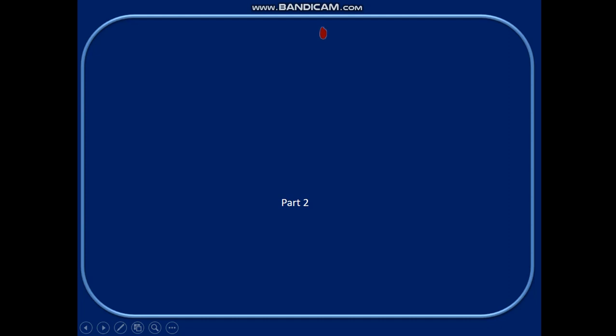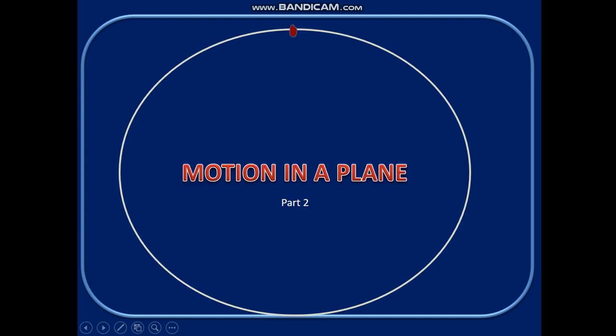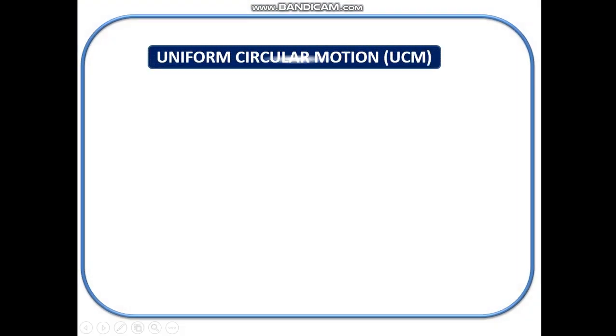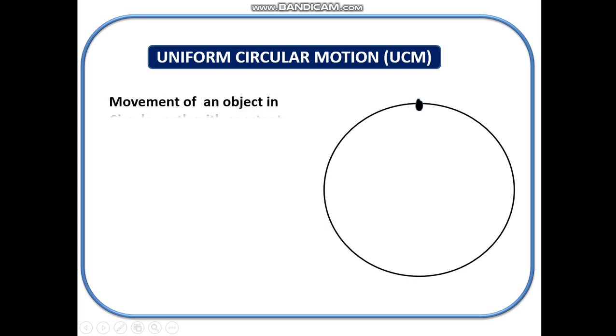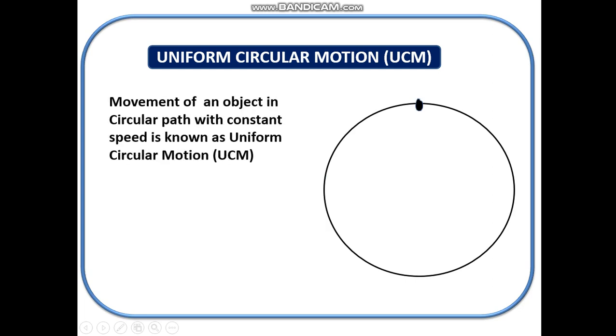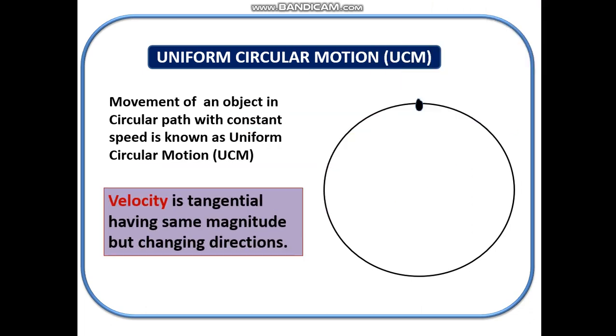In part 2, we are going to talk about circular motion in a plane. So let us take a uniform circular motion. A uniform circular motion is a movement of an object in a circular path with a constant speed. Velocity is tangential and having the same magnitude but changing directions.